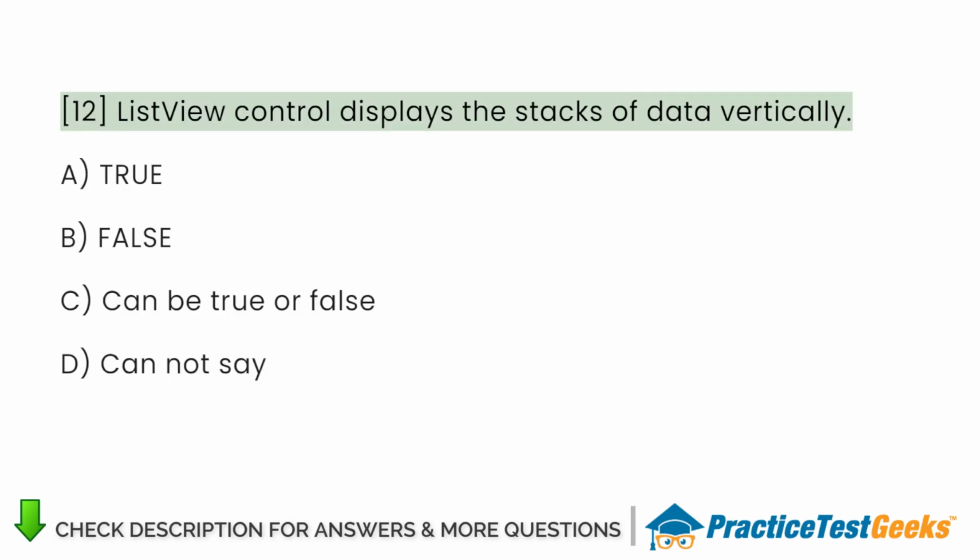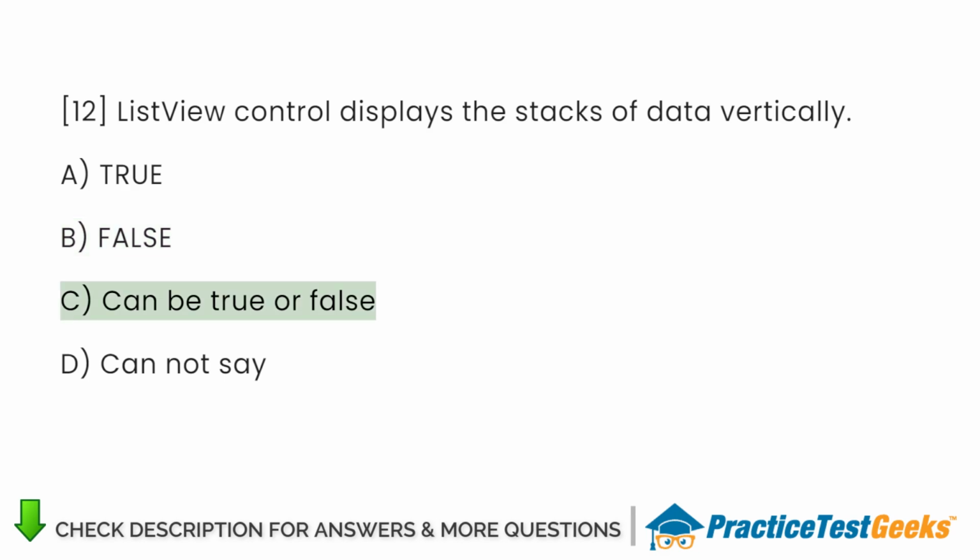List view control displays the stacks of data vertically. A. True. B. False. C. Can be true or false. D. Cannot say.